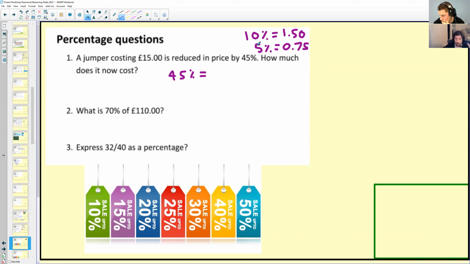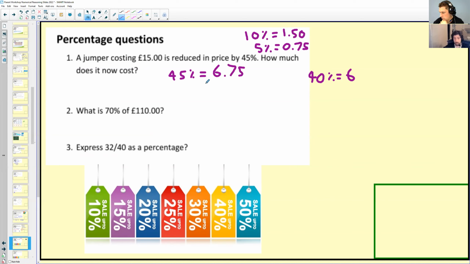I can now compile those together and say, okay, probably easiest to go to 40%, which is going to be 4 lots of 10. So it's going to be £1.50, add 4. Again, in this case, hopefully you can just see, add them together. So it's going to be £6. And then 5% added on the top is going to be £6.75.